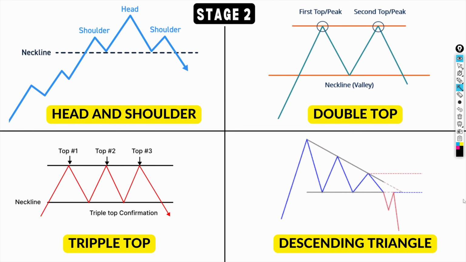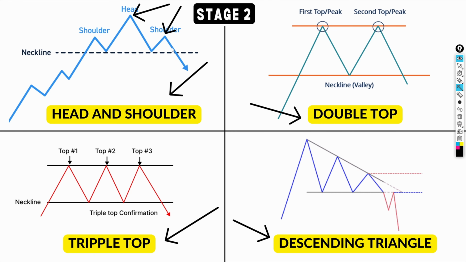The second stage of market reversal consists of a reversal price structure formation, like a head and shoulders pattern, a double top pattern, a triple top pattern, or a descending triangle pattern. There are other patterns as well. All of these patterns show different price structures, but the only thing they are suggesting here is a loss of momentum. If you look carefully here, you will find that the previous high was not broken and market reverses without even reaching the previous high.